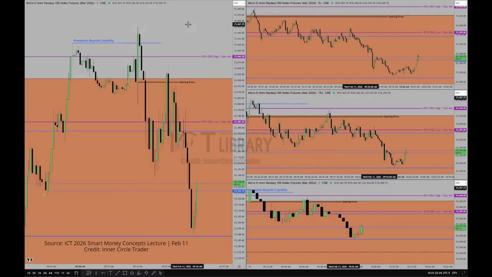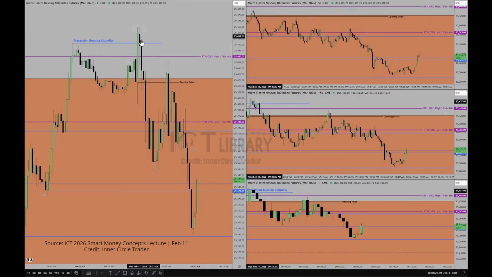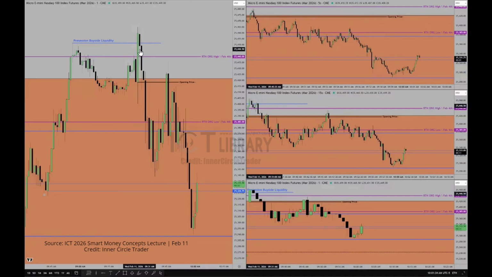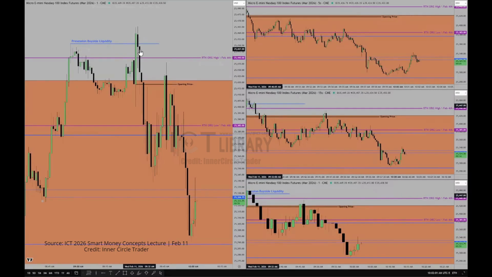And then now we can look at the element of first presentation. So here's 9:30, 9:31. Now we can anticipate any fair value gap from that point on, but it has to displace. It has to be moving in a direction where we anticipate price gravitating towards. This is the part you guys are getting mixed up.